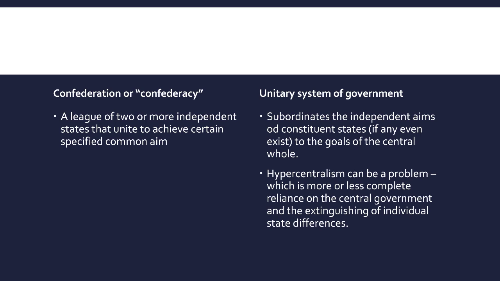In contrast, in a unitary system of government, the independent aims of the constituent states are subordinated to the goals of the central whole. Hypercentralism can be a problem, which is more or less complete reliance on the central government and the extinguishing of individual state differences. The aims of a confederation can be offensive or defensive military alliances.